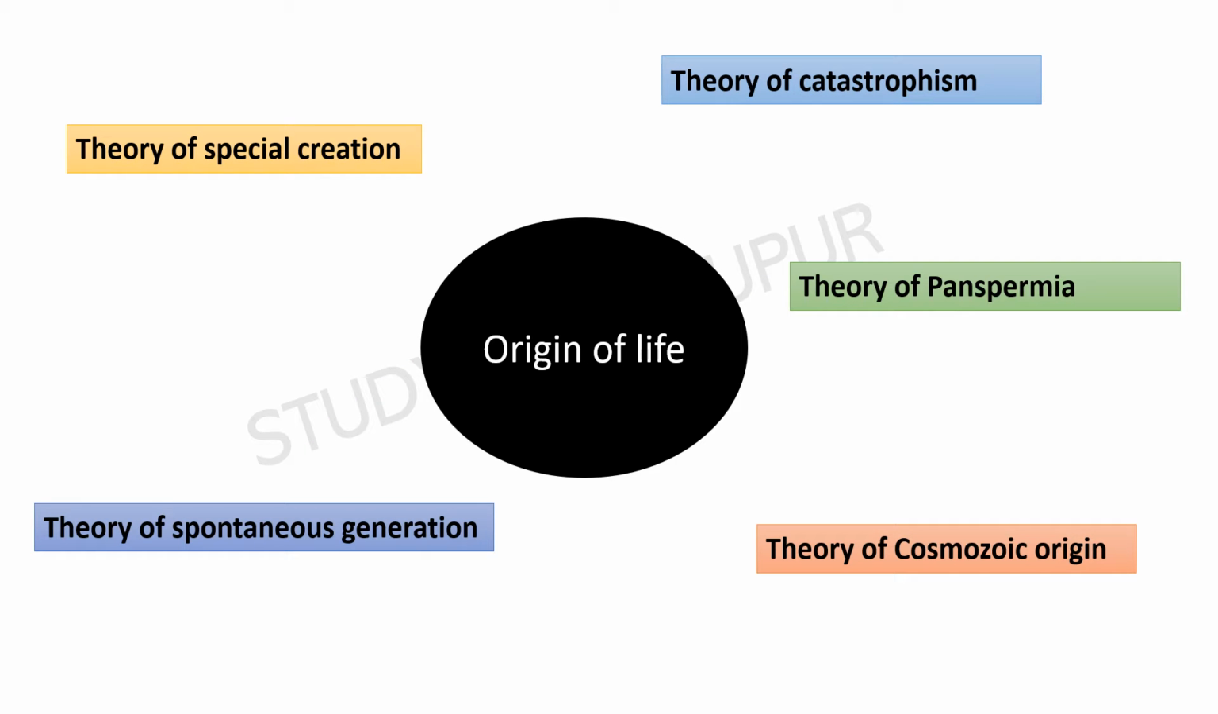Now, the chapter begins with the origin of life. This is your lesson number 1, the overview lesson. Lesson number 2 will comprise the origin of life, where I'll be discussing in detail all the 5 theories: the theory of special creation, theory of catastrophism, theory of panspermia, theory of cosmozoic origin, and theory of spontaneous generation. These all 5 theories I'll be discussing in detail in lesson number 2, which is the next video.